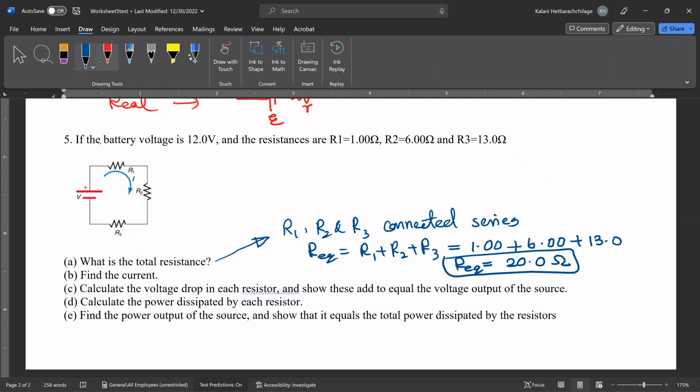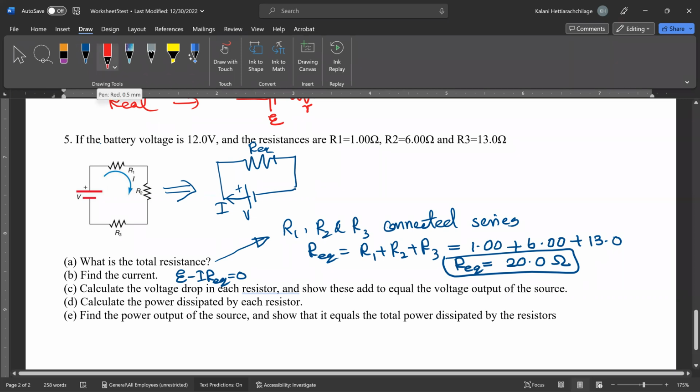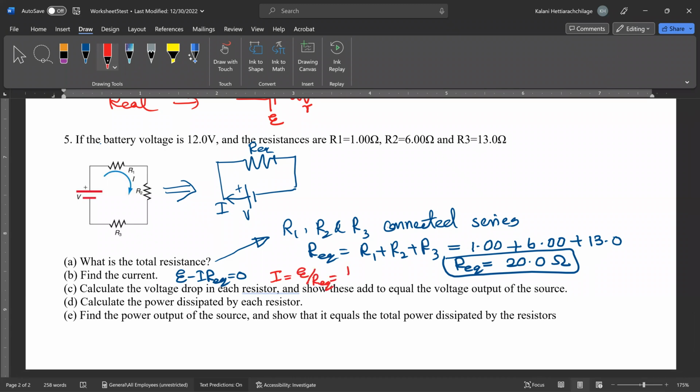Okay, so now the next question is asking to find the current, right? So you can redraw this diagram if you want, because you have R equivalent now. This is R equivalent, and then you connect it to your power source. So this is voltage, positive terminal, and your current direction here. And then you know that epsilon minus I times R equivalent is equal to 0, right? So then you're going to find I. So I equals epsilon divided by R equivalent. Epsilon value is 12 divided by 20. So that will give you I equal, how much is that? 0.6 amps.